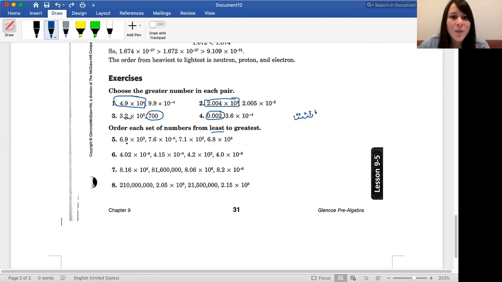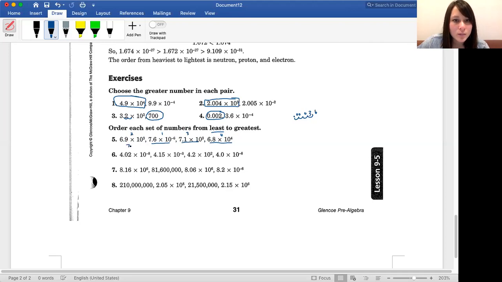So I'm going to think through, I might look at what I have here. This one's the greatest. So I'm actually going to look for the smallest one. This one's the smallest. I'm going to say that's number 1. And then I have these two I have to compare. This one's the greatest. So that's the 4th number in my row. And then I've got 6.9 times 10 to the 3rd and 7.1 times 10 to the 3rd. So this one's going to be greater. So this is 2 and 3.